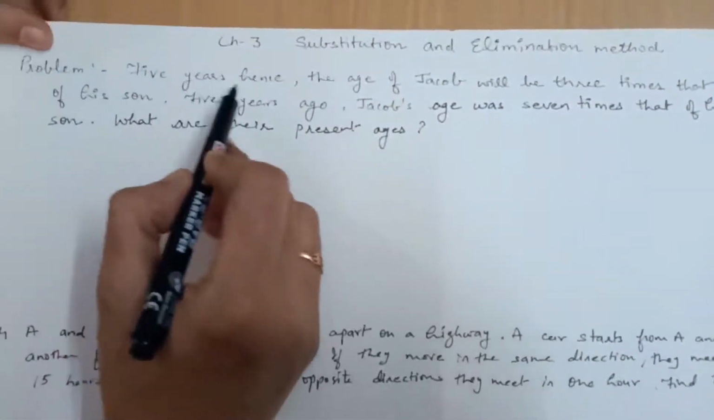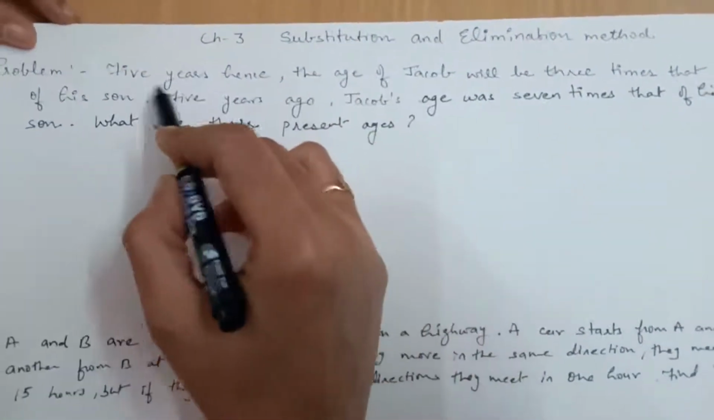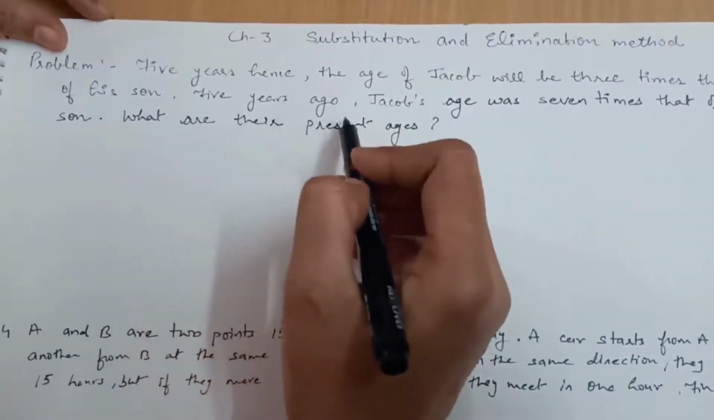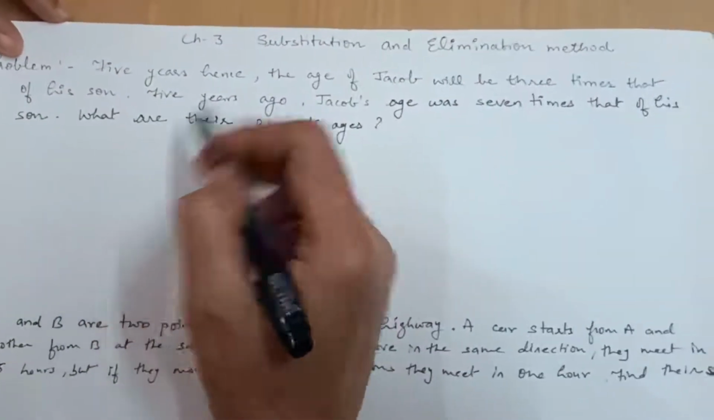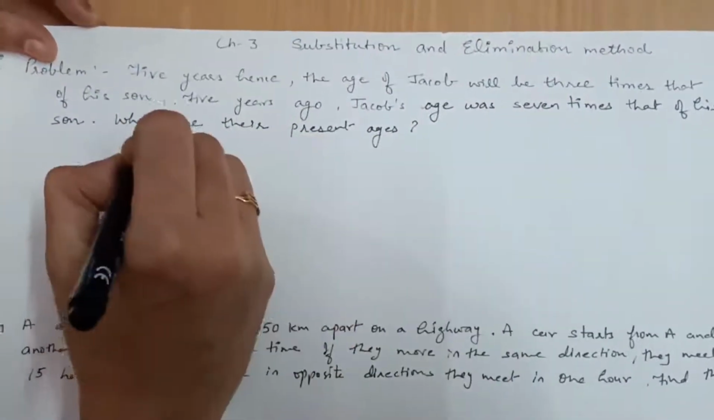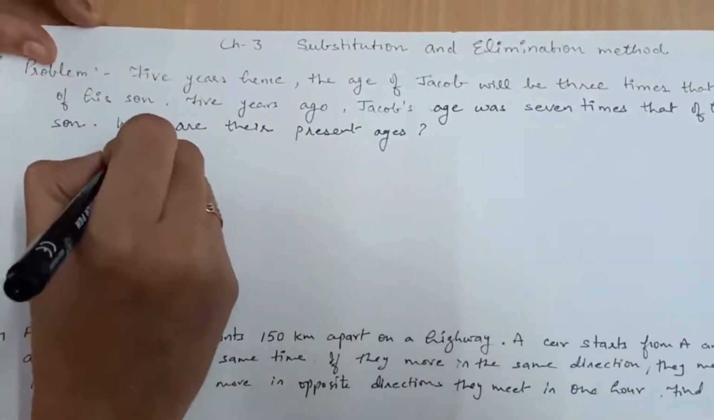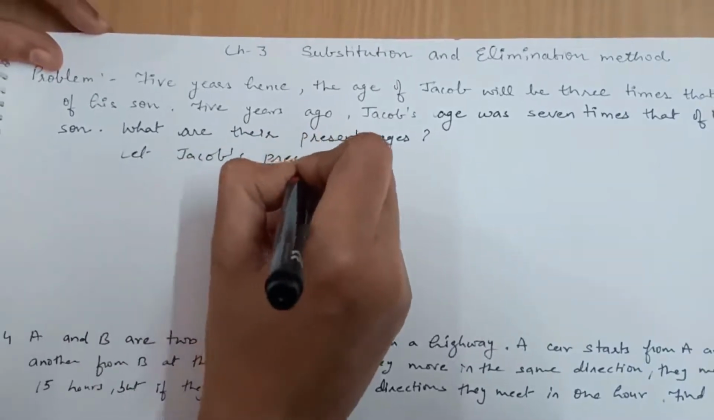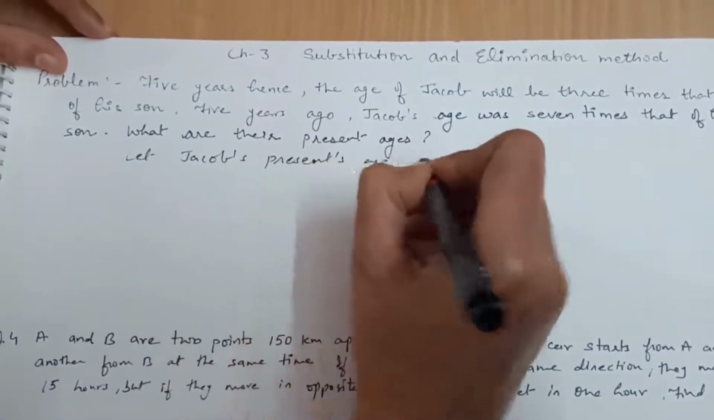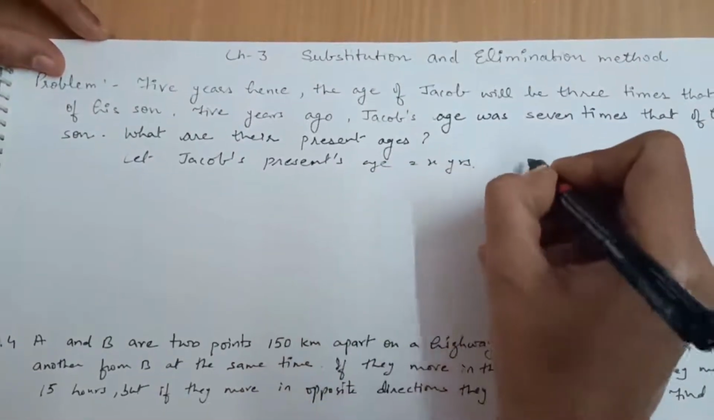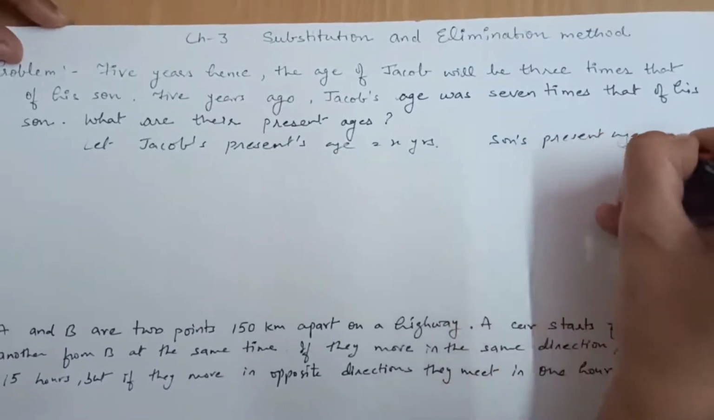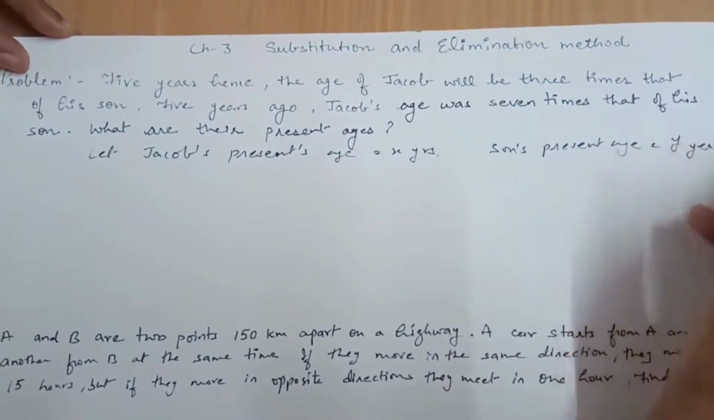Another problem is: 5 years hence the age of Jacob will be 3 times that of his son. 5 years ago Jacob's age was 7 times that of his son. What are their present ages? So let Jacob's present age, today's age, be x years, and the son's present age let it be y years.